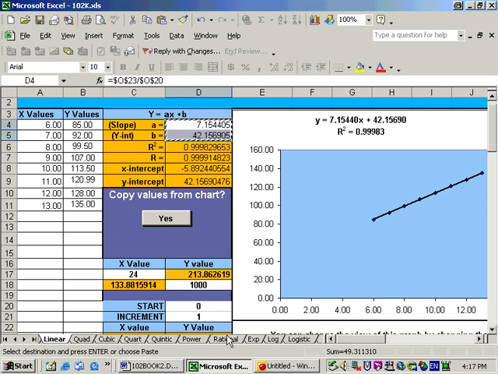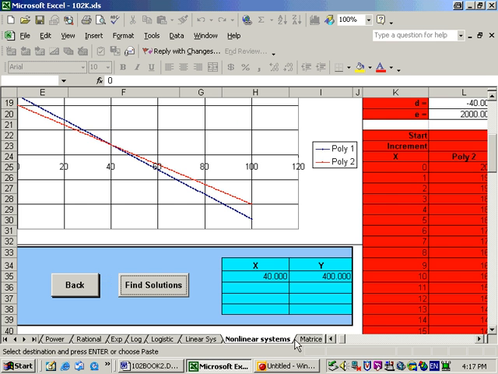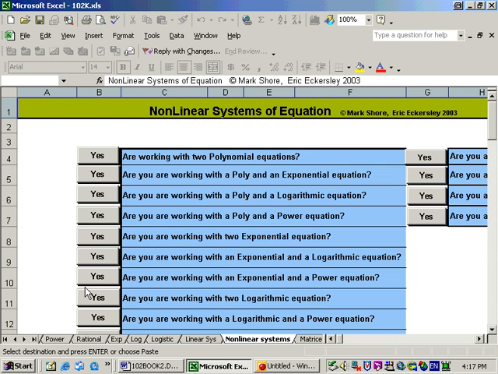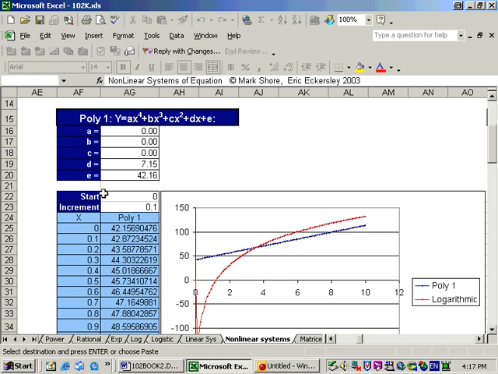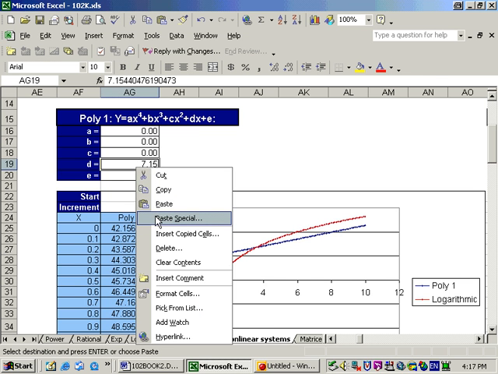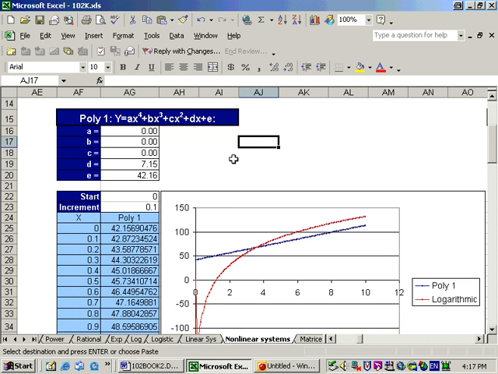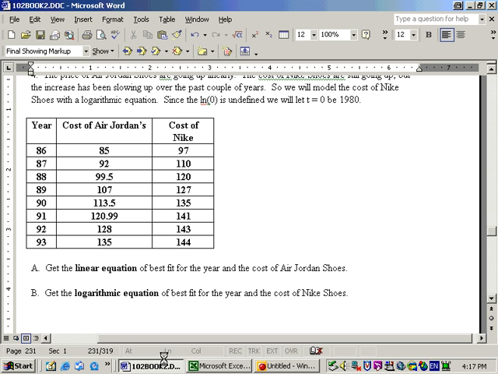Then I went to the nonlinear page. And eventually what they want you to find here is a linear and a logarithmic. So that's this choice here, a poly and a logarithmic. So let's choose that. And for the linear, I pasted in those values by right clicking, and then I chose paste special as values. And then what I wanted you to do after that was to get the logarithmic equation of best fit for the Nike shoes.